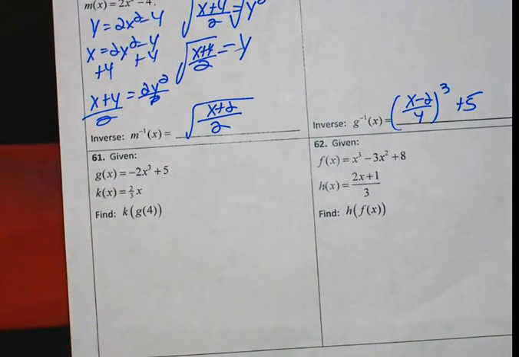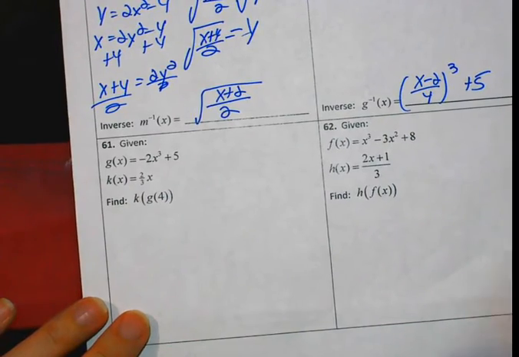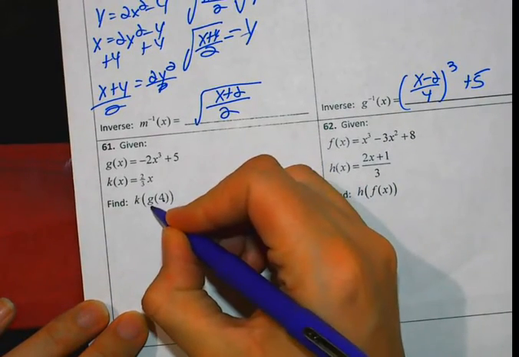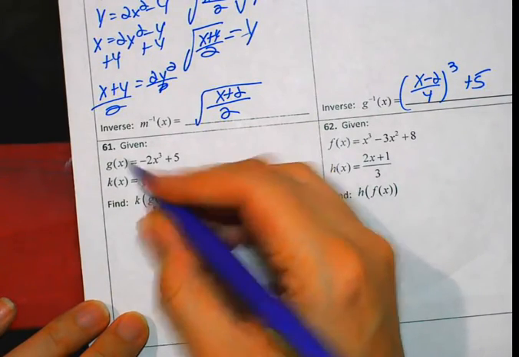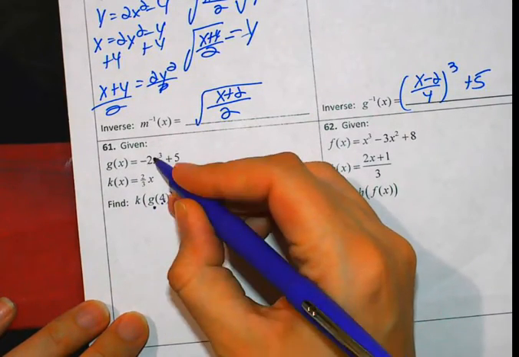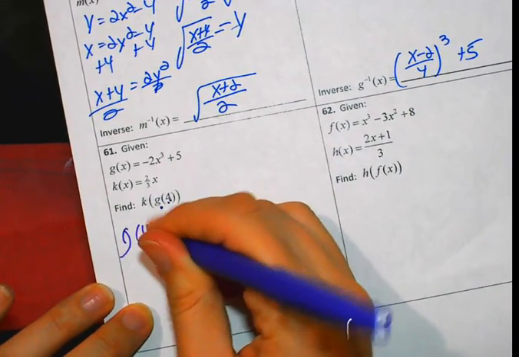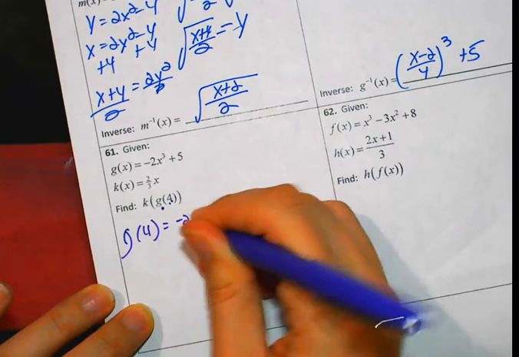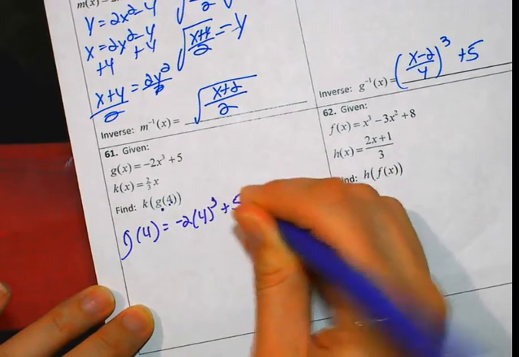Okay, so let's look at composite functions. The way you're going to do it is you're going to work from the inside out. So it says 4 into g. That means anywhere I see x in g of x, x is 4. So that's where I'm going to start. I'm going to start with g of 4. That gives me negative 2 times 4 cubed plus 5. I'm going to work that out first.